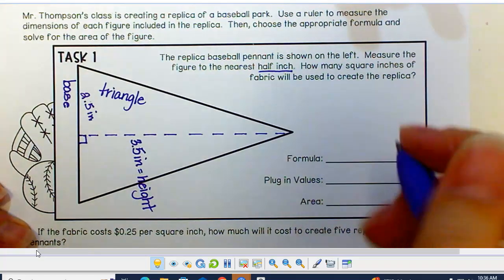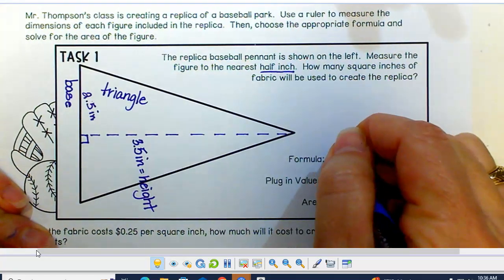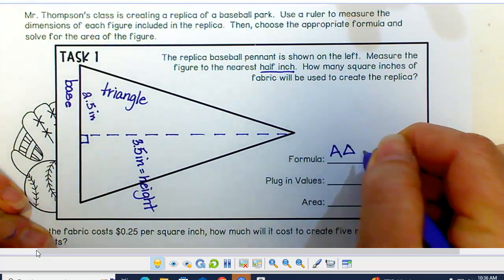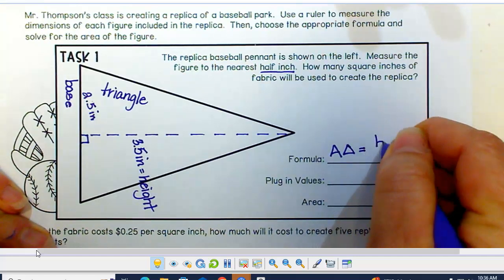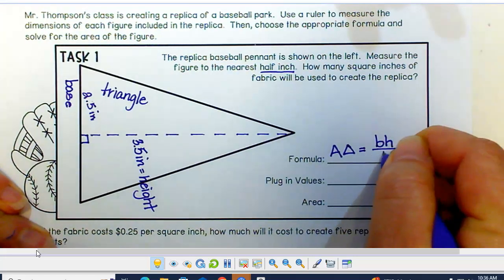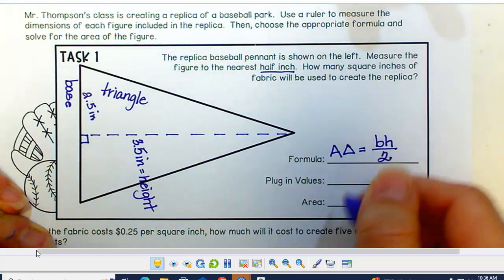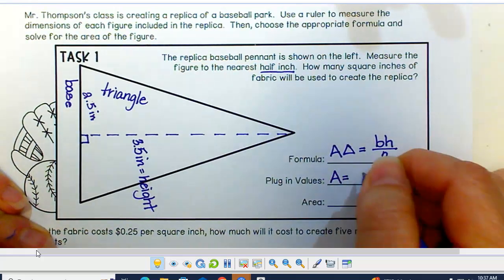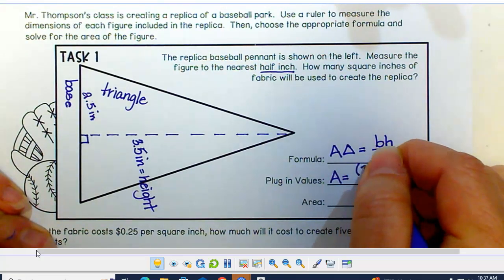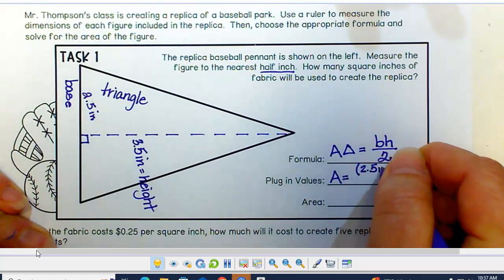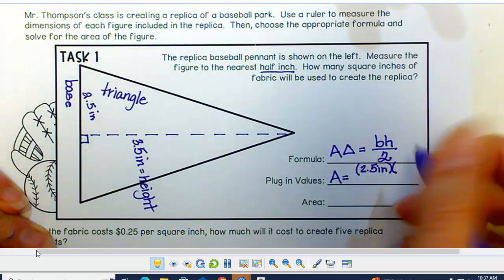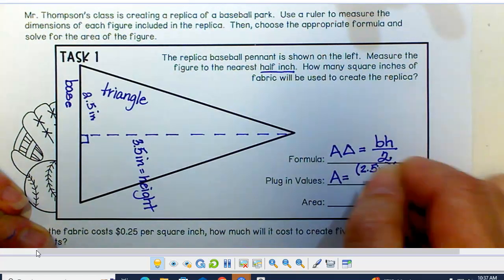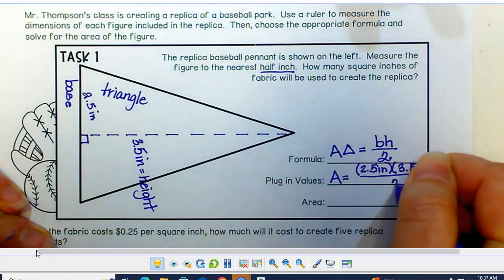All right, so now we need to find a formula. Going back through your notes and your examples, the formula for the area of a triangle is base times height divided by 2. Okay, so I'm going to plug in my numbers that I have. Area of that triangle is going to be the base, which is 2.5 inches, times the height, which is 3.5 inches. All of that divided by 2.